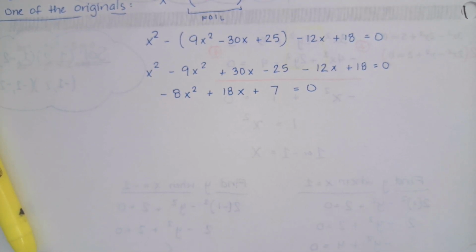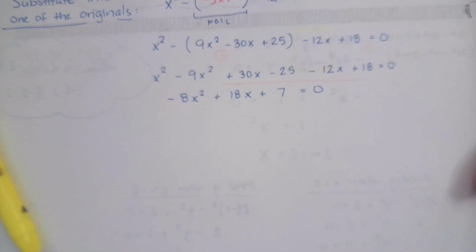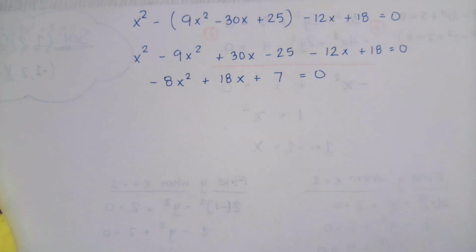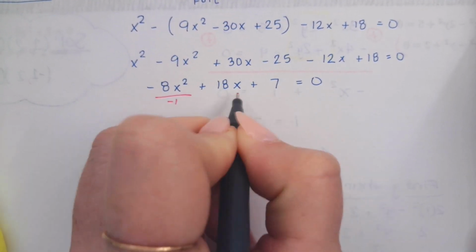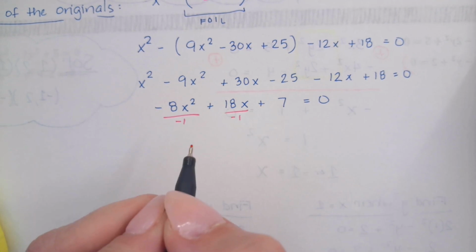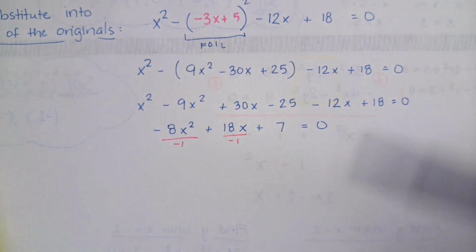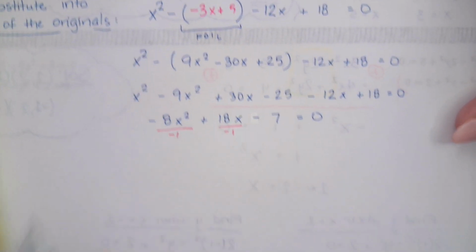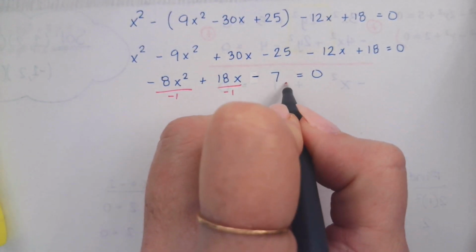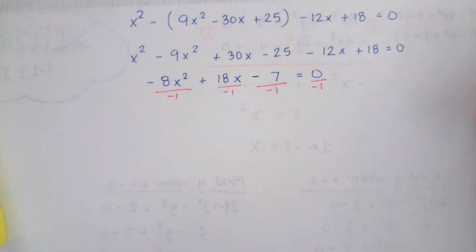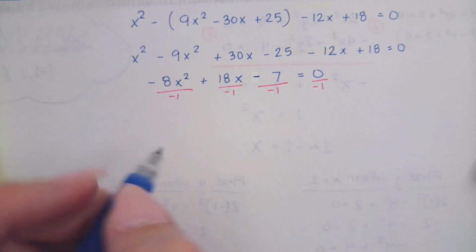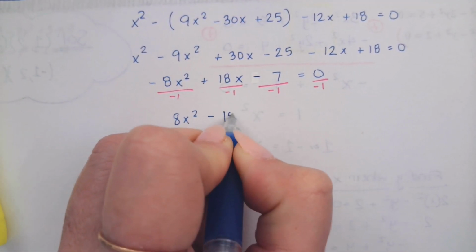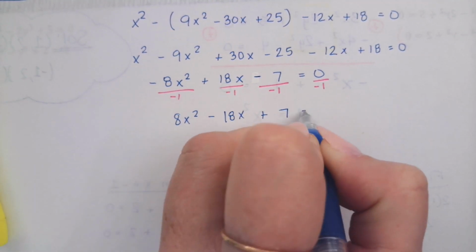I'm going to divide everything by a negative. Nothing else divides into all of them. I just don't like, if I have to factor or use the quadratic formula, I like my front number to be positive. So I'm just going to divide everything by -1. Alright, so that's going to give me 8x squared minus 18x plus 7 equals 0.